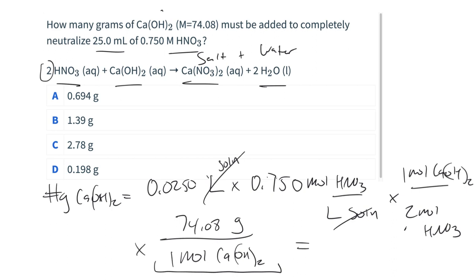Did I do something wrong? Oh, I know I did. I did 0.25, not 0.025. No, let me put the right numbers in. I really can't write or enter the right numbers today.